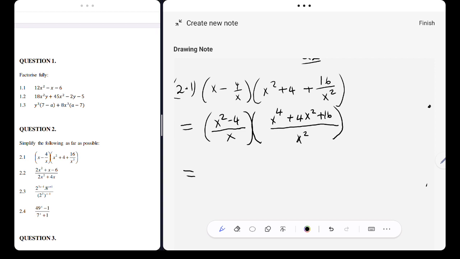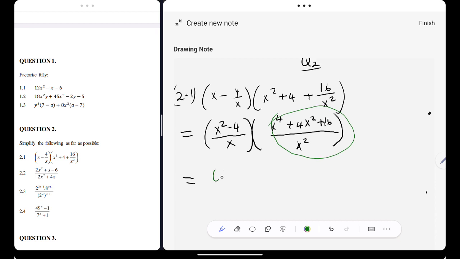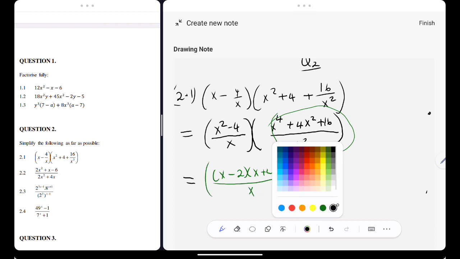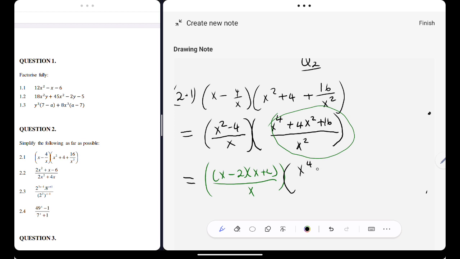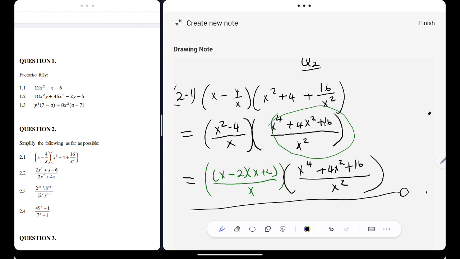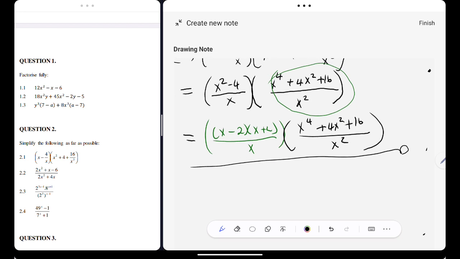I cannot further factorize this side here. This thing is fully factorized. I just need to focus on the first bracket. There I have, at the top, the difference of two squares, so it will be x minus 2, x plus 2 all over x, all multiplied by x to the power 4 plus 4x squared. Yeah, this is what I should have when this thing is fully factorized, or simplified rather.